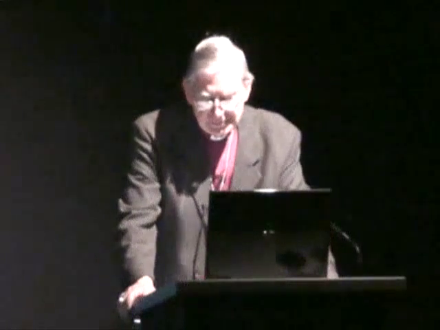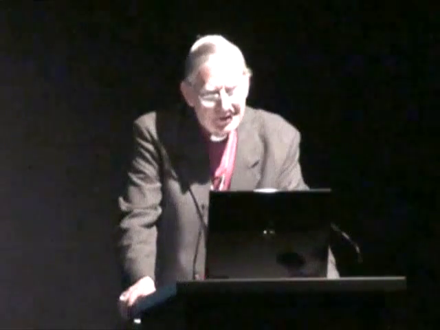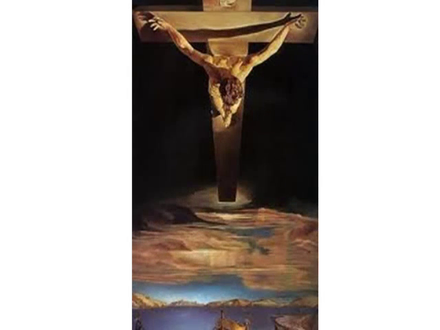Now, when I've given predecessors of this lecture in other places at other times, I've always left this one out. And always in the questions afterwards, people say, why didn't you show the Salvador Dali? So I'm showing it this time. And the reason is that I'm ambivalent about this picture. It was painted in 1951 and purchased by the Glasgow Art Gallery, where you can still see it for £8,200.